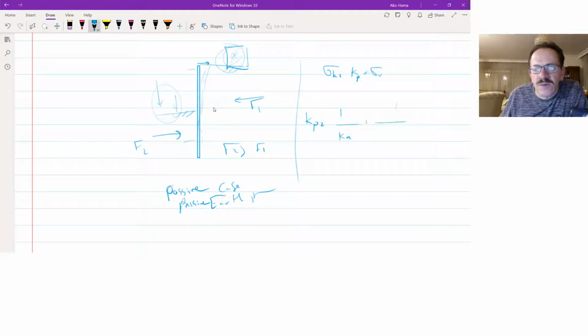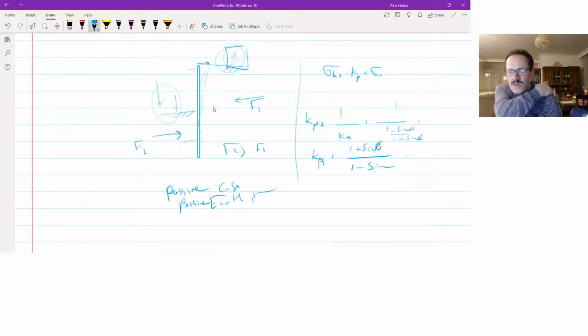It means that it is 1 over (1 minus sine phi over 1 plus sine phi), so Kp is equal to 1 plus sine phi over 1 minus sine phi, and usually it will be more than 1. So here are the three definitions.